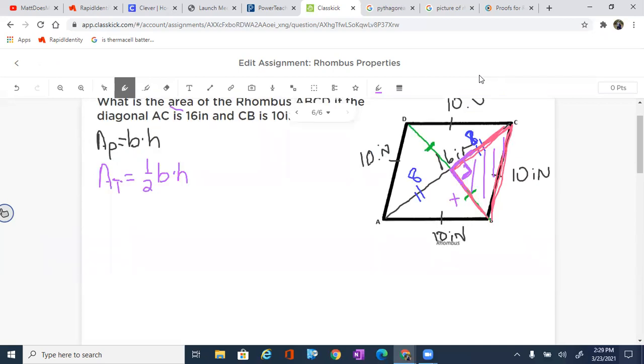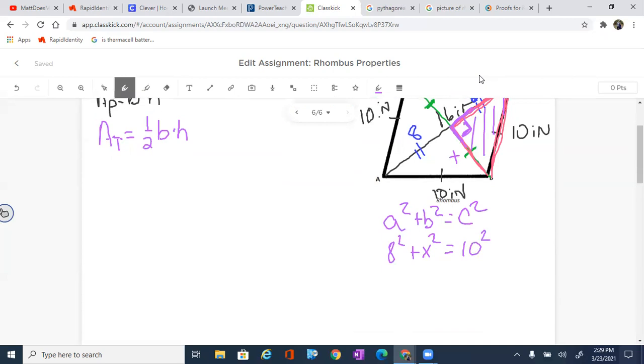So we are going to find the side of a right triangle, which we know is the Pythagorean theorem. A squared plus B squared equals C squared. And A and B are going to be 8 and X because they form that 90-degree angle. And C is going to be 10 because it is the hypotenuse, or across from that 90-degree angle. And so we just do a little bit of math. 8 squared is 64. X squared equals 100 because 10 squared is 100.